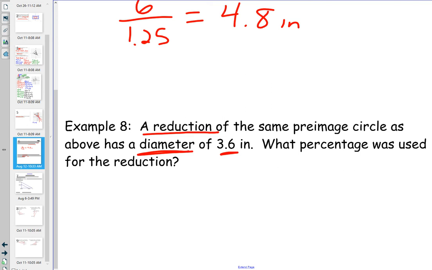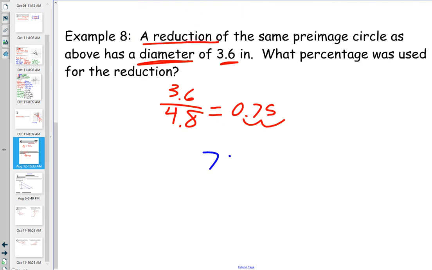So, if you were going to now get that 4.8 and reduce it down to 3.6, it would be 3.6 divided by 4.8. That should be 0.75. Right? Did I get that right? It should be 75%. A 75% reduction. A reduction is getting smaller, right? So as a fraction, if something's going to get smaller, the smaller number should be on top. It should be a proper fraction.